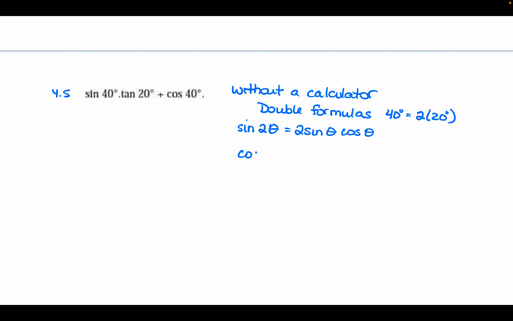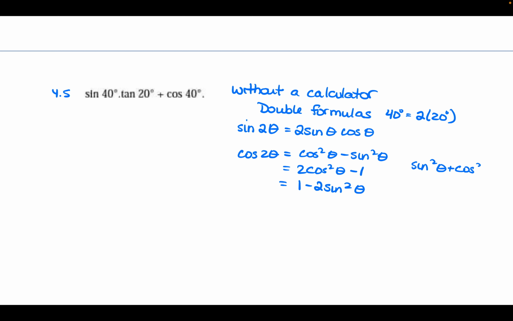And cosine 2 theta is equal to several different things. Cosine squared minus sine squared is one of them. And you may have derived the other two using the Pythagorean identity. But it's not a bad idea just to commit these to memory. But they are connected by this formula. Maybe you could figure out how.